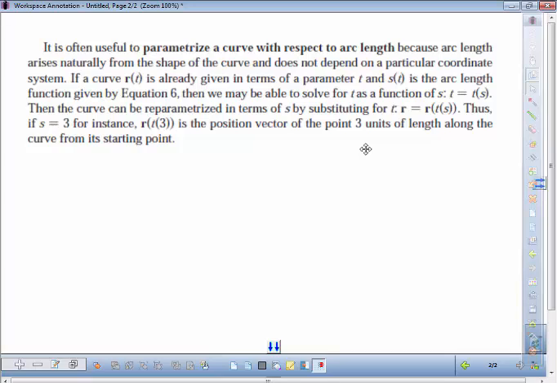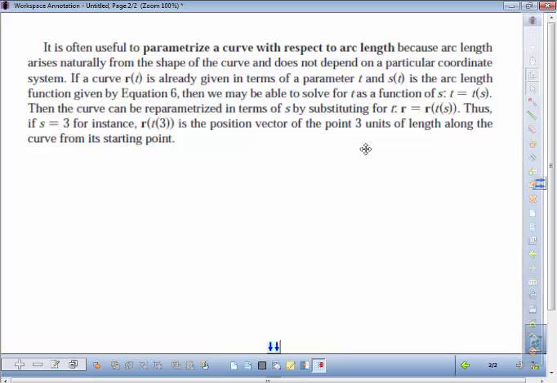So it's often useful to parameterize a curve with respect to arc length, because the arc length arises naturally from the shape of the curve and does not depend on a particular system. So if you parameterize a certain way, then it might be easier to look at things conceptually. Now, in practice, that's not necessarily an easy thing to do. And again, if we stick with helix, then we might be able to handle it okay, but if you start going off doing all kinds of weird stuff, then it could be difficult.